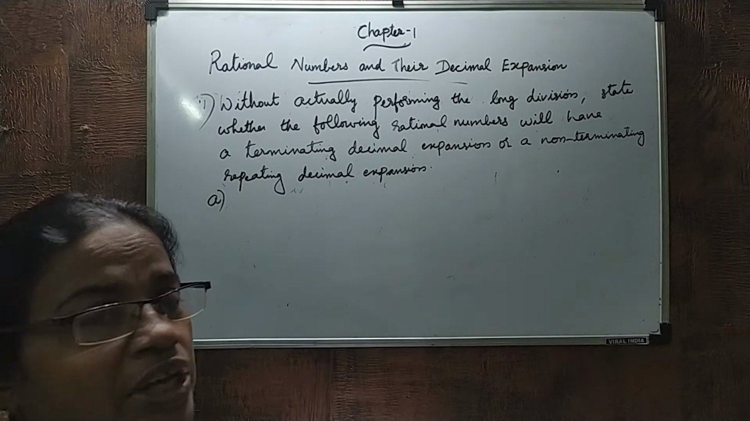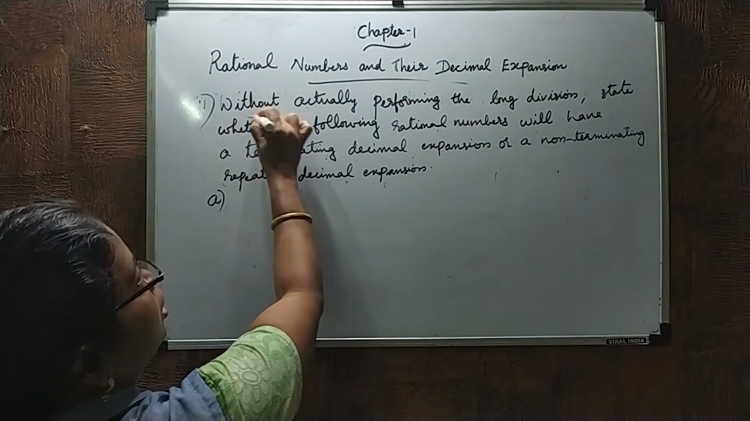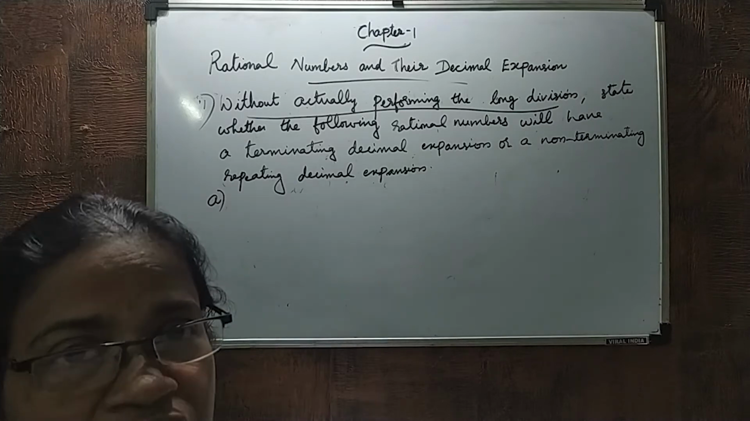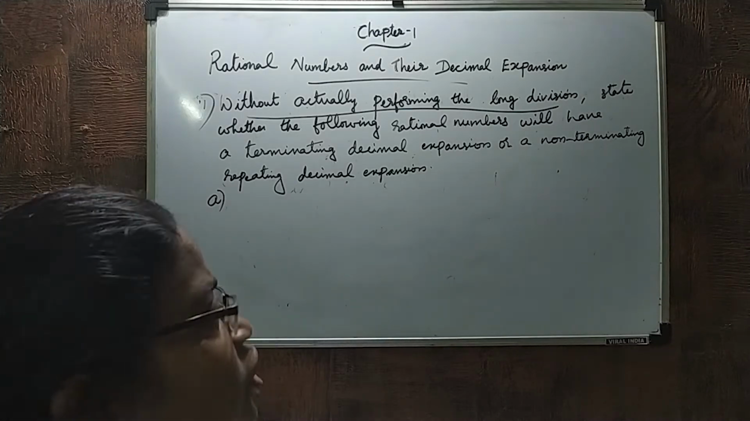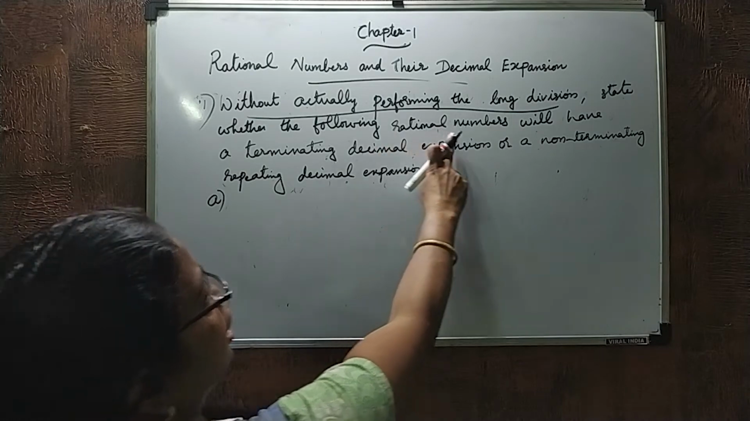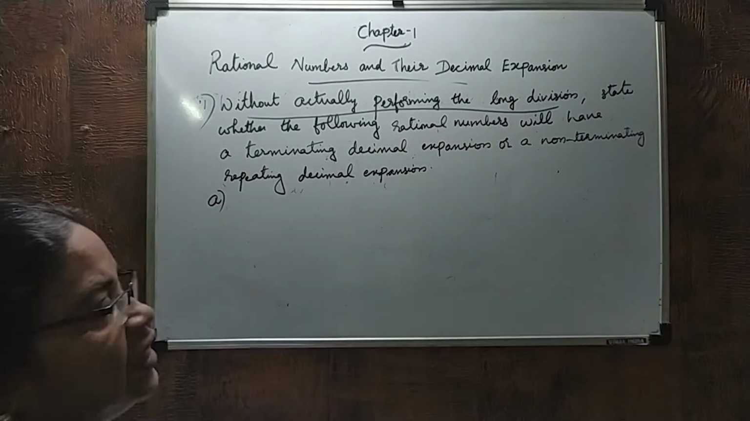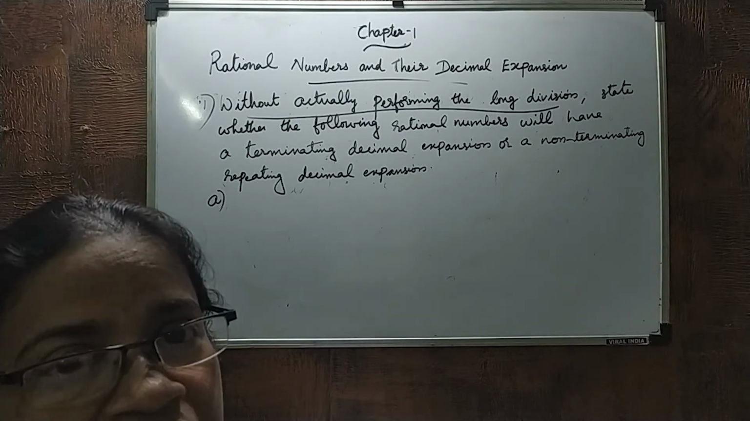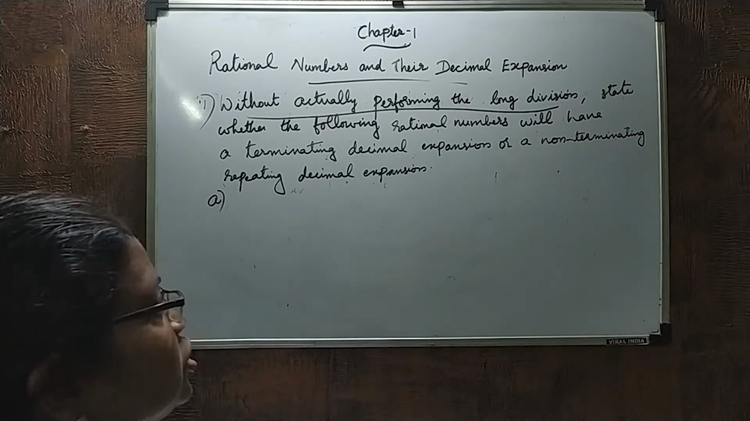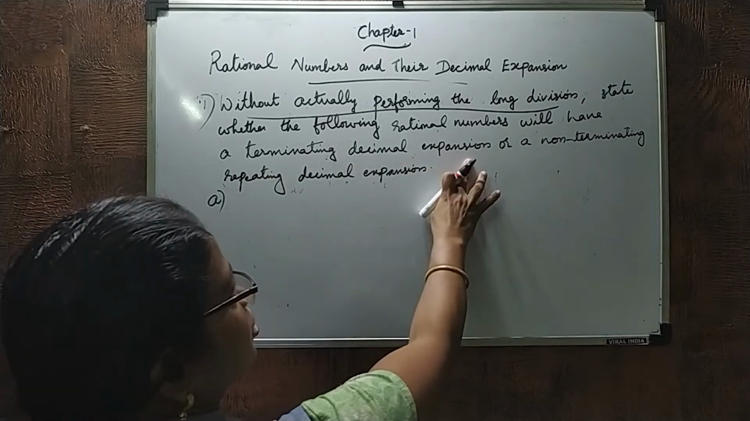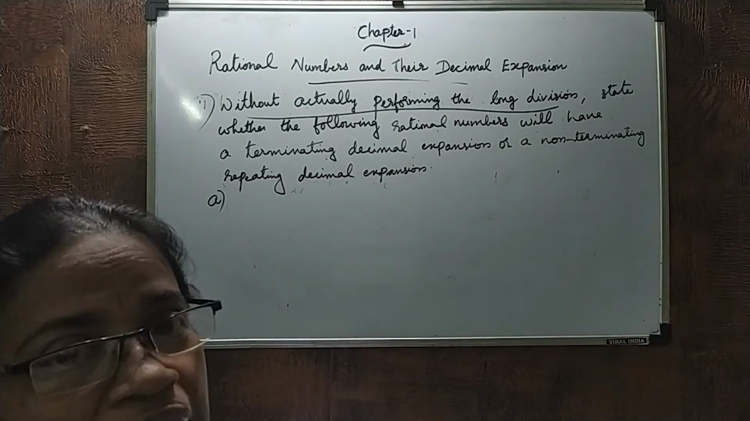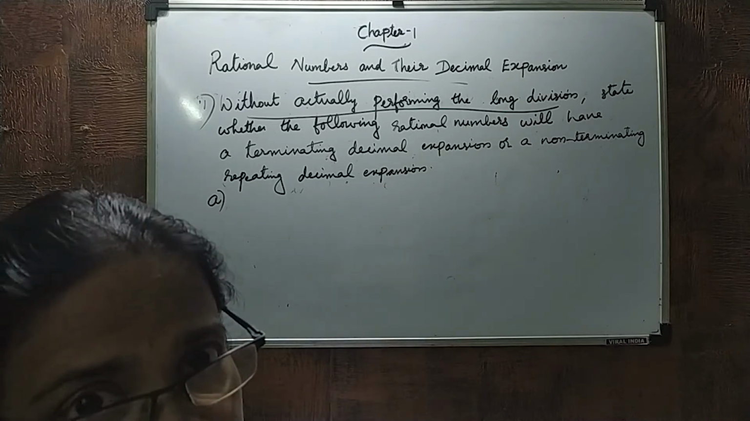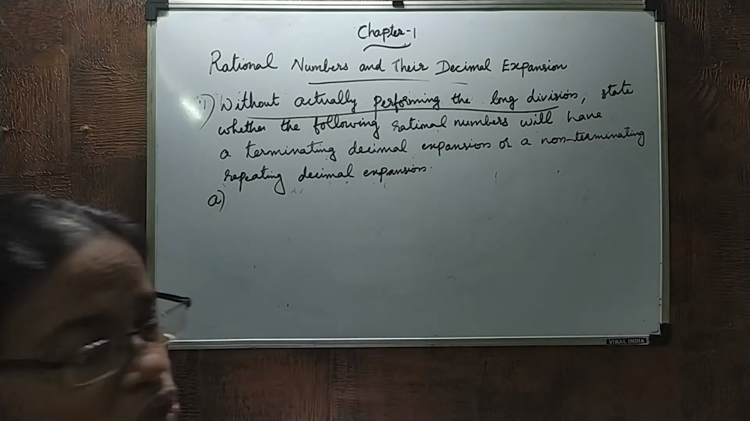This is the question they will give: without actually performing the long division, we should not do the division. Without doing the division, you have to find out whether the rational number will have a terminating decimal expansion or a non-terminating repeating decimal expansion. You should not divide. Clear? So we will do the first question now.